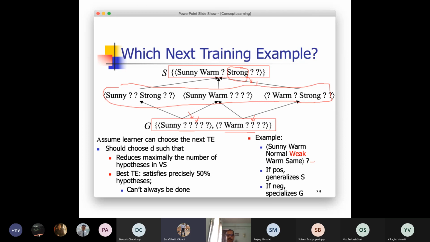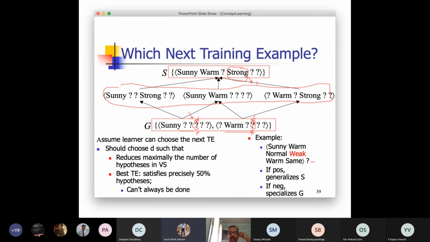So we can change normal to anything else or weak to anything else. We can change the last four parameters, right? Yeah. See, since it is negative, you cannot put a question mark here. You have to put strong here. And you have to put strong here.